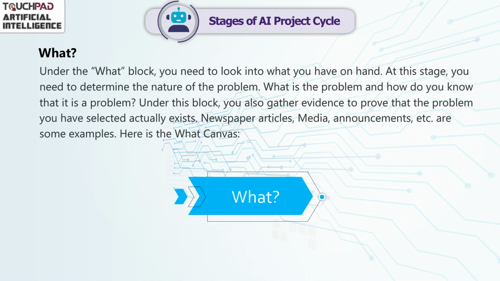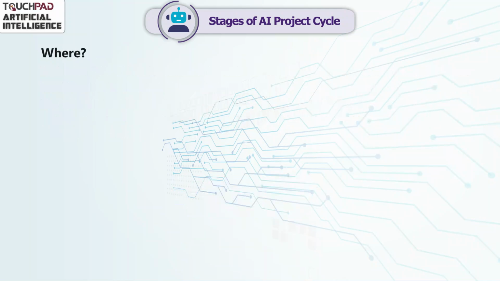What. Under the what block, you need to look into what you have on hand. At this stage, you need to determine the nature of the problem. What is the problem? And how do you know that it is a problem? Under this block, you also gather evidence to prove that the problem you have selected actually exists. Newspaper articles, media, announcements, etc. are some examples. Here is the what canvas.